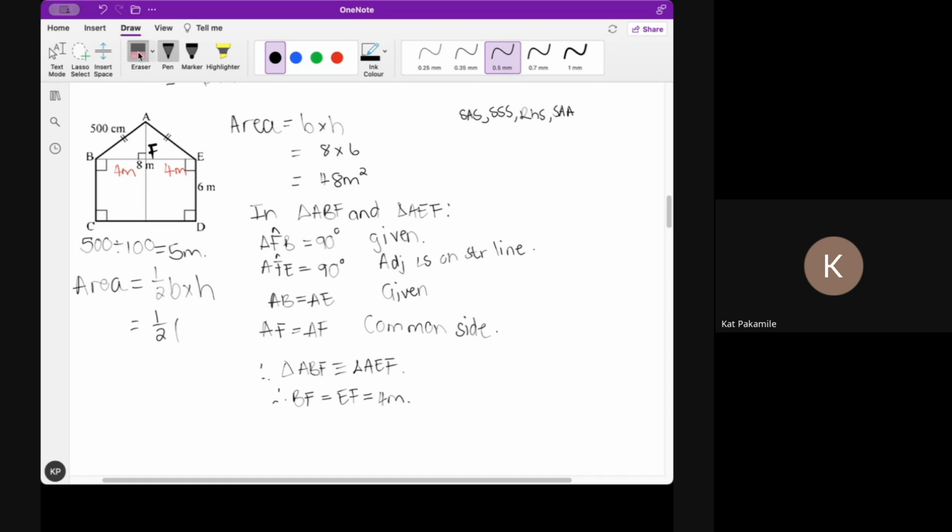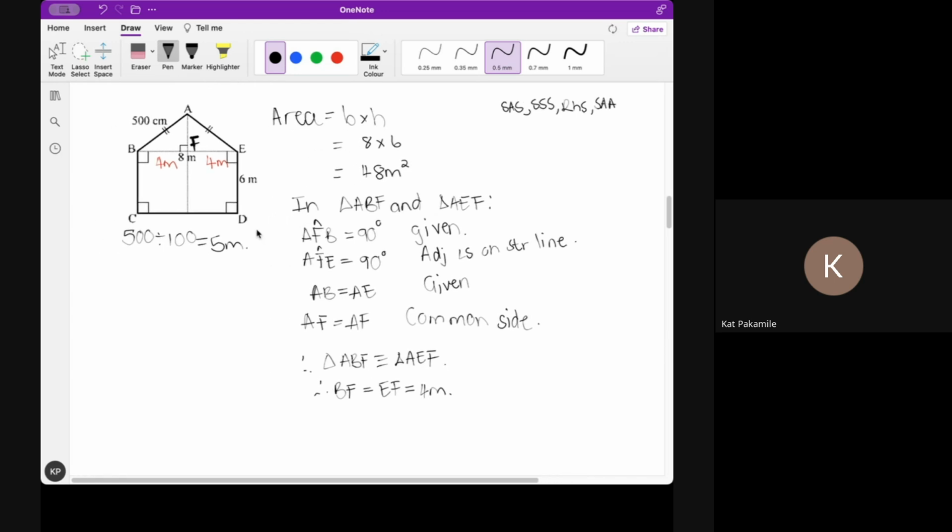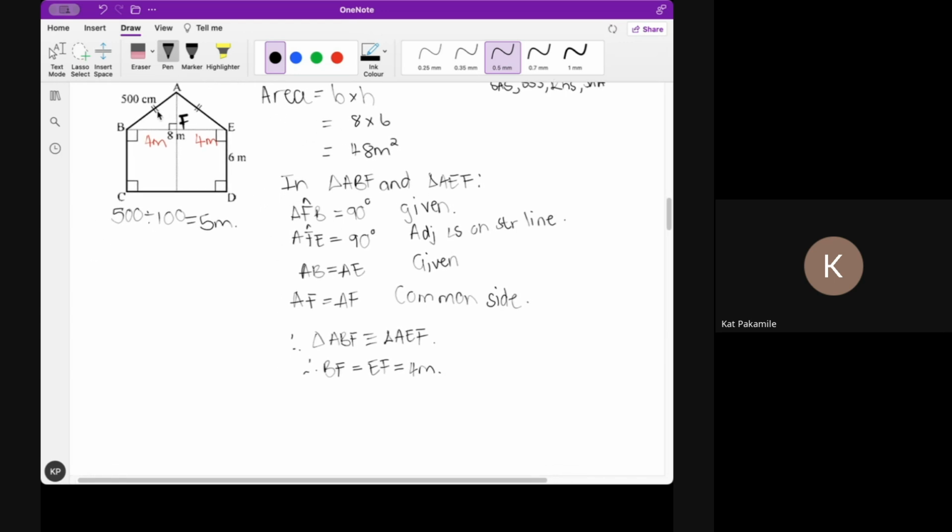No, how did I get there? We didn't even find the height. Wait, we need to do Pythagoras. We don't know what AF is. Okay, we need to do Pythagoras.